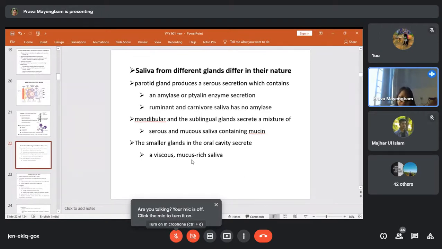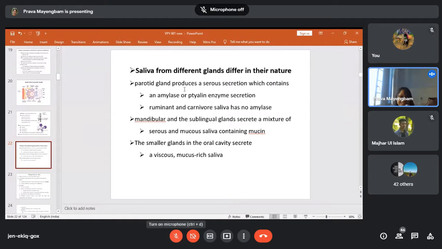The purpose of the mucus is that it gives a coat onto the food substances, and that coat protects from the injury which can be caused by the rough surfaces of the food substances, and it also helps in easy swallowing. Okay, is it okay? So the parotid gland secretes serous type of saliva.